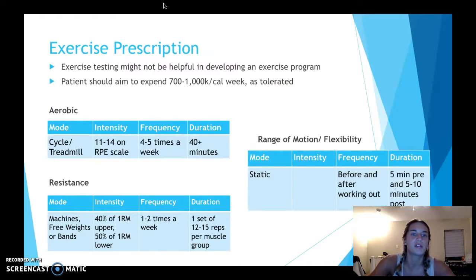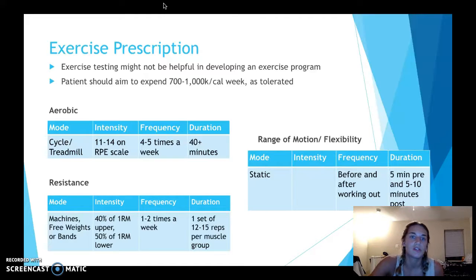Exercise prescription. Testing might not be helpful in developing an exercise program, and patients should aim to spend 700 to 1,000 kcal a week as tolerated, depending on how quickly they recover. Aerobic mode: cycle, treadmill. You can also do water aerobics, walking, running. RPE, 11 to 14 on a Borg 20 scale. Frequency, 4 to 5 times a week, and duration, 40 plus minutes.